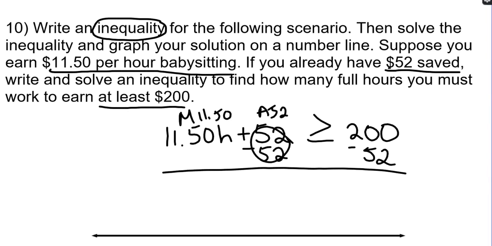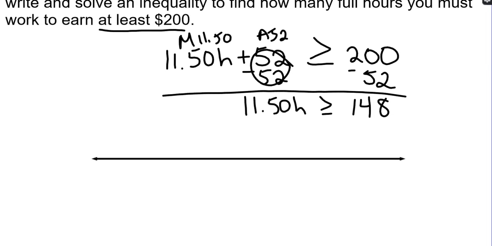200 minus 52, and you will get $148. Okay, so if you already had $52, then your $11.50 an hour just needs to add up to $148 for you to get the $200 goal. Well, how do we do the inverse of $11.50 times h? Well, we're going to divide by $11.50. So we're taking your total that you want to get, 148, and dividing by 11.50 per hour, and it comes out to a decimal.